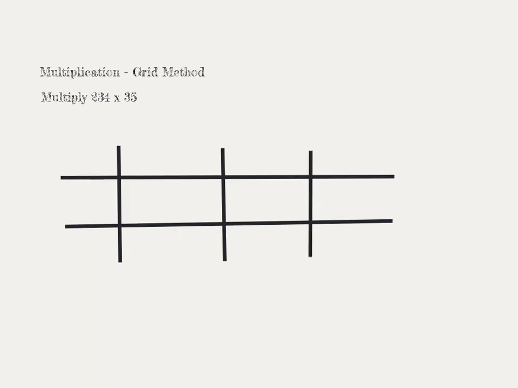Another one. This time we're going to partition it in 3 ways. So 234 times 35. So I have 234, times 35, which is 30, and 5. Let's times it together. First box, 30 times 200. Well, 3 times 2 is 6, times 10 is 60, times 10 is 600, times 10 is 6,000.